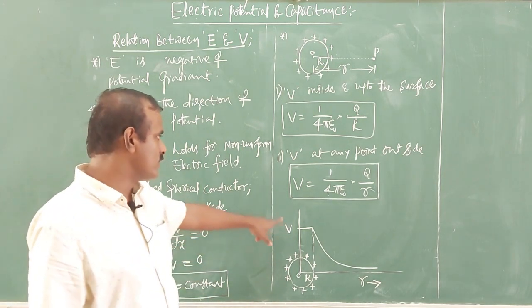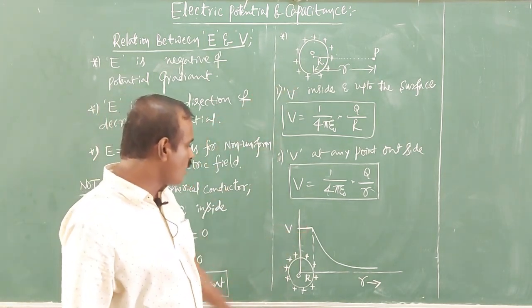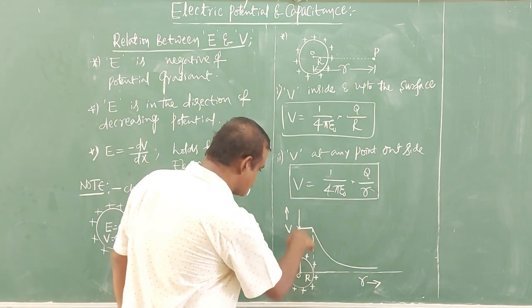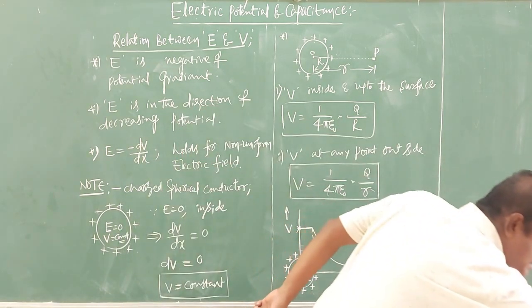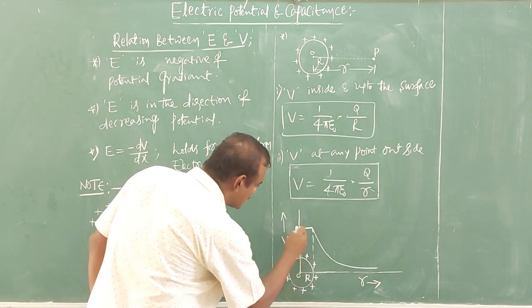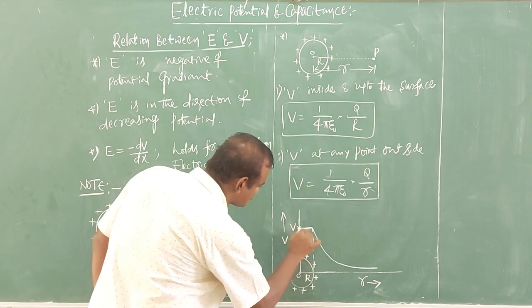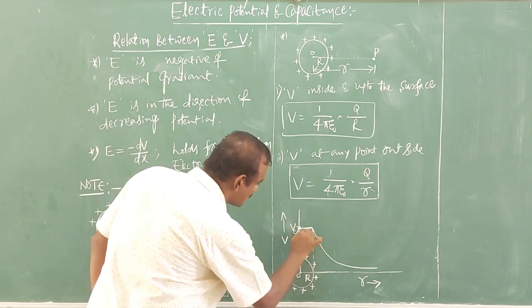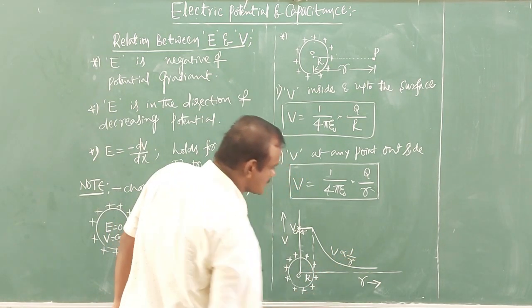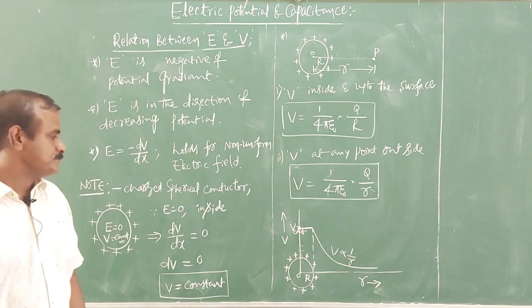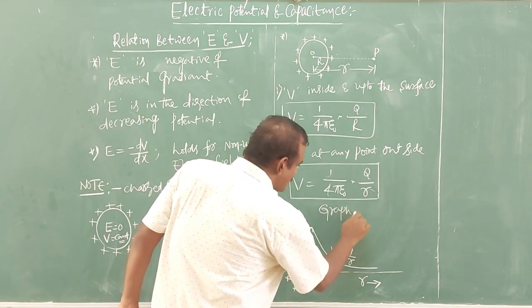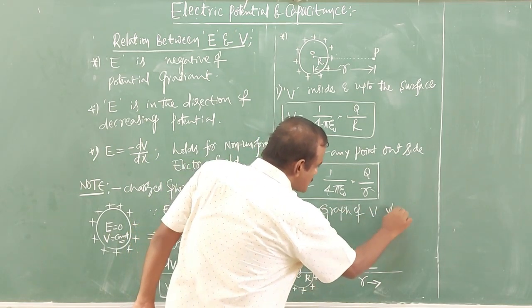Students, this is also the graph for the results discussed above. This is a graph of variation of potential versus distance. Potential V is constant and maximum here, and outside, V varies inversely with distance. This is the graph of V versus r.